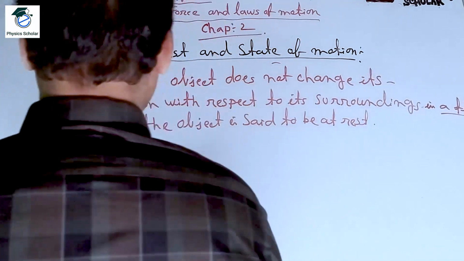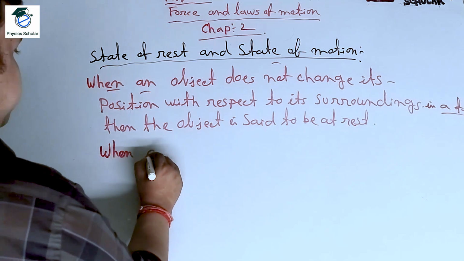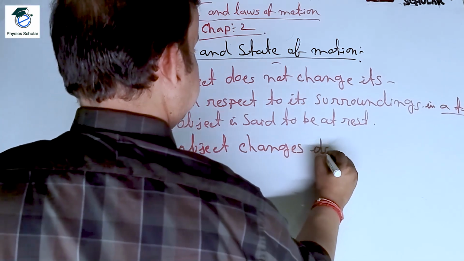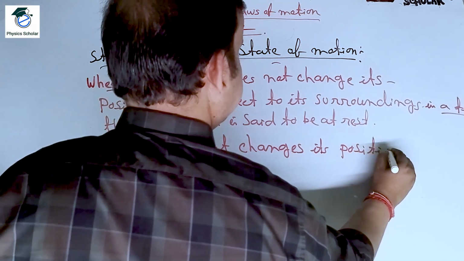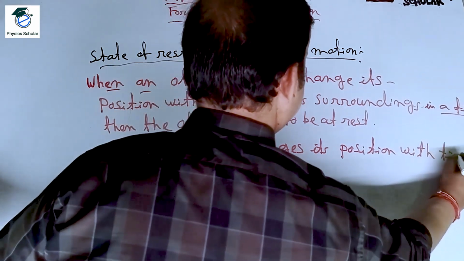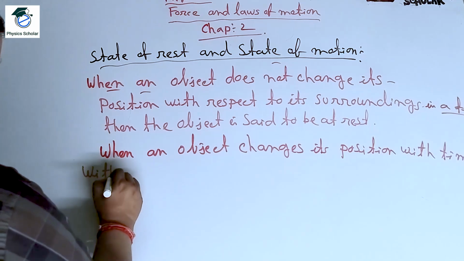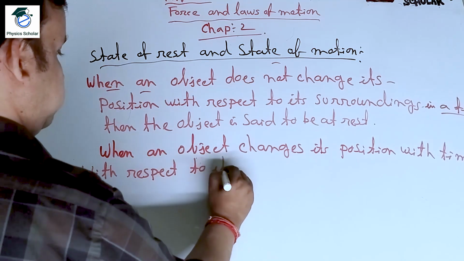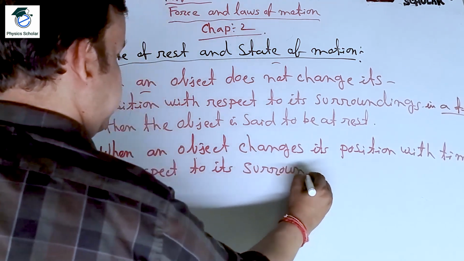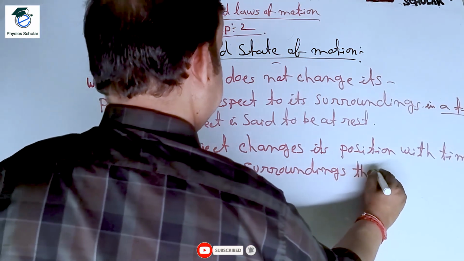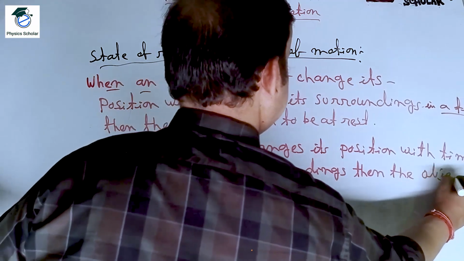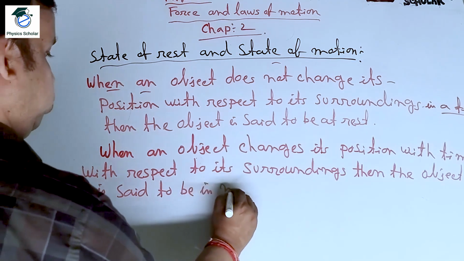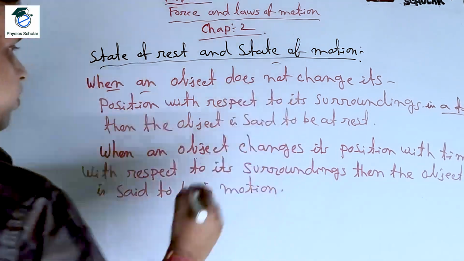So what is the state of motion? When an object changes its position with time with respect to its surroundings, then the object is said to be in motion. You can write this answer in your copy.